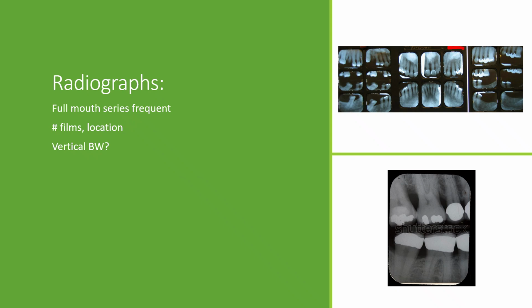2, 4, 6, 8, 14 PAs, right? So that we capture all the teeth and all of the areas, and we can fully see what's happening, the apices of the teeth. We can see where the bone levels are.